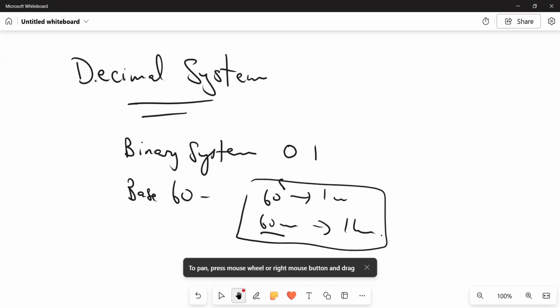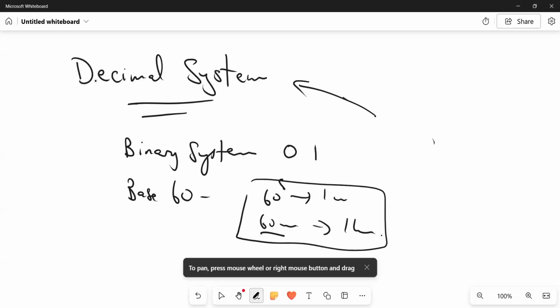Anyway, over the years, various number systems have come and gone. And the one that was really adopted universally is what we refer to as the decimal system, right? Now, in this system, let me go back to this binary system to show you something.